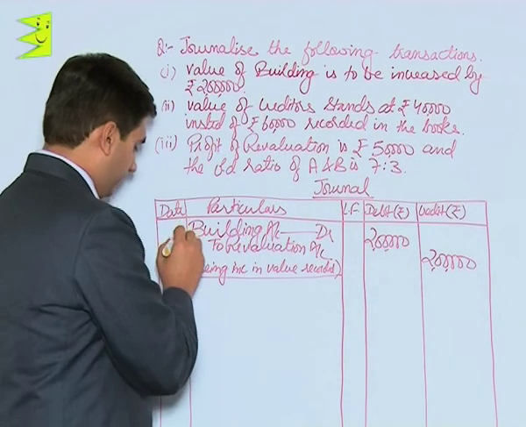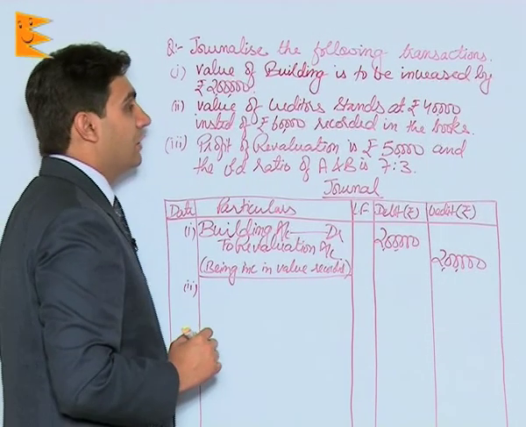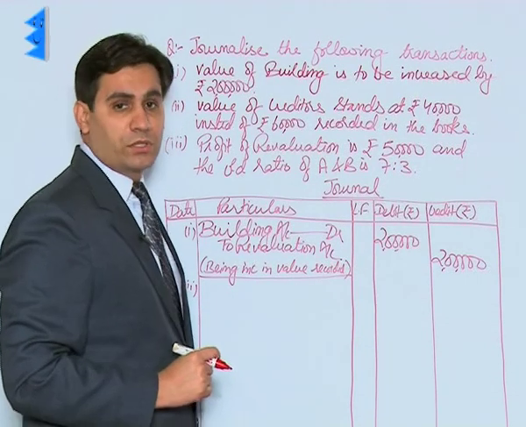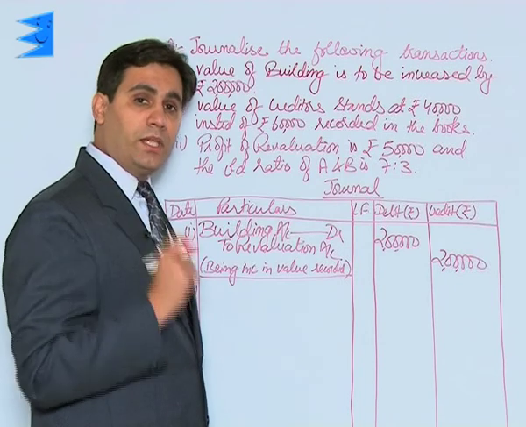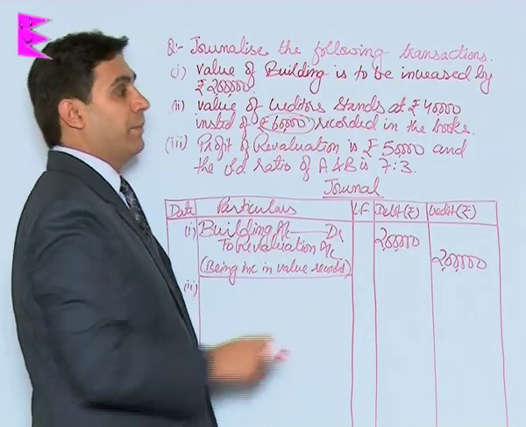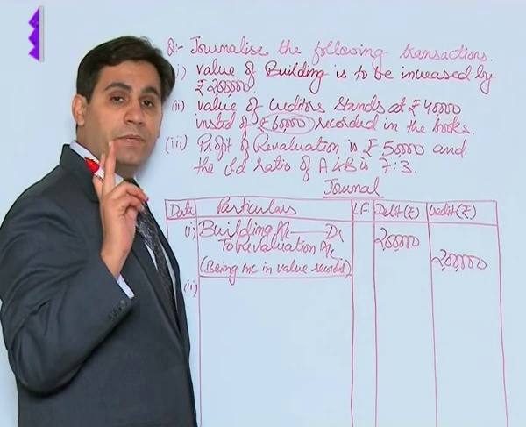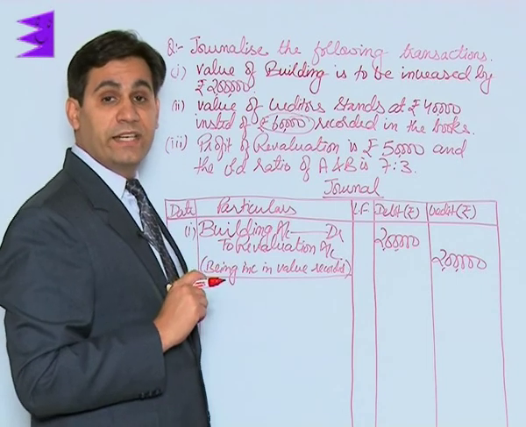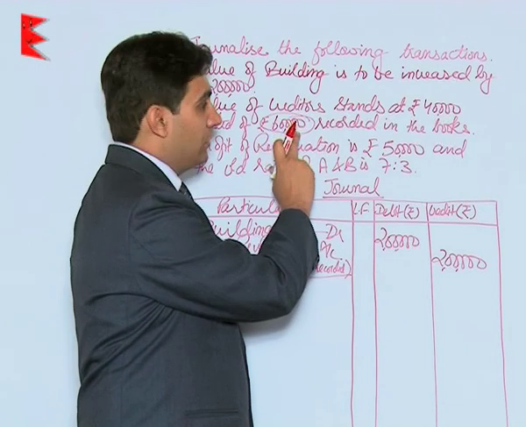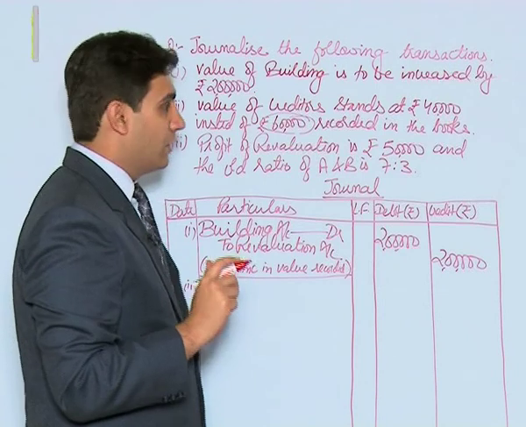The second entry, in date column I am putting the serial number here. The second entry is the value of creditor stands at 40,000 instead of 60,000 recorded in the books. That means in your balance sheet the creditors stand at rupees 60,000, but they should now be recorded at 40,000. It means there is a decrease in liability to the extent of 20,000. They were recorded at 60,000. They should now be recorded at 40,000. That means the difference in the value is 20,000.